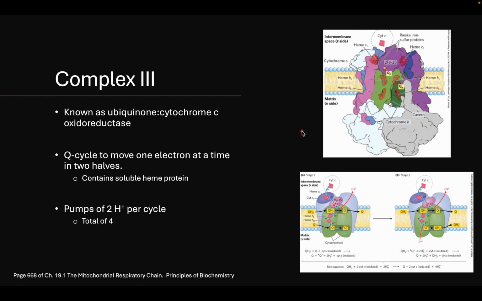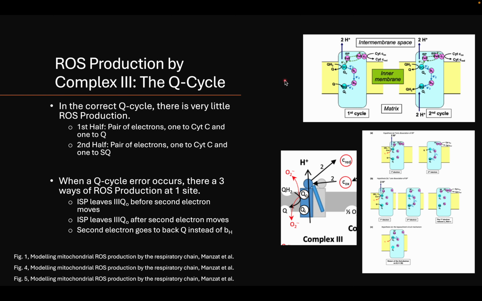Finally, the last complex out of the ETC that functions in ROS production is your complex 3. Complex 3 is known as ubiquinone cytochrome C oxidoreductase, and in this complex, it takes the ubiquinol made from complex 1 or 2 and uses it to reduce cytochrome C through what is known as the Q cycle, which we'll get to later on. But in an overview, the Q cycle has 2 halves where the electrons move from ubiquinol to cytochrome C, and each half pumps out 2 hydrogen protons to make a total of 4 after the cycle has finished.